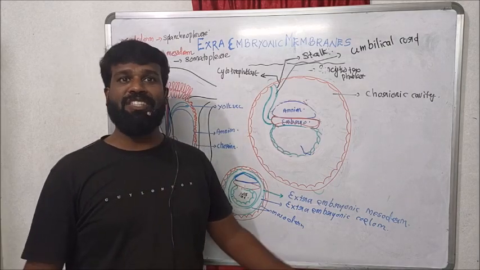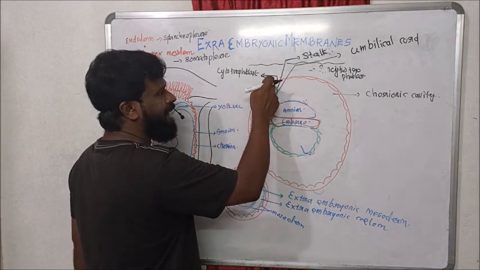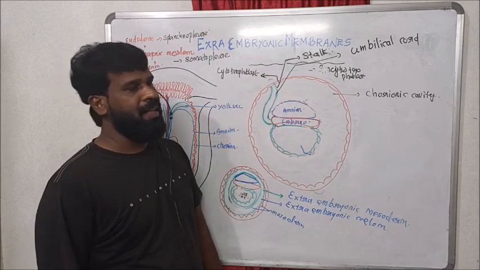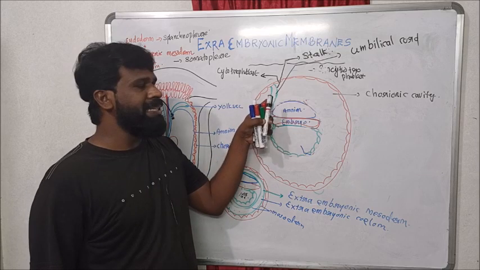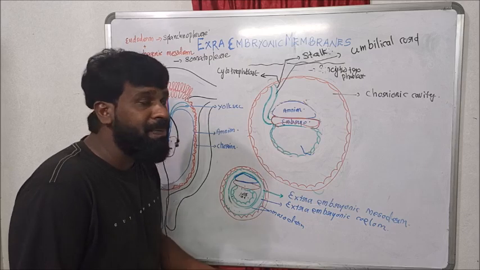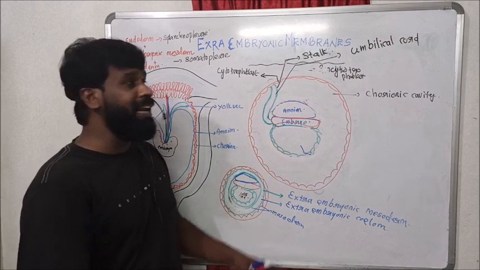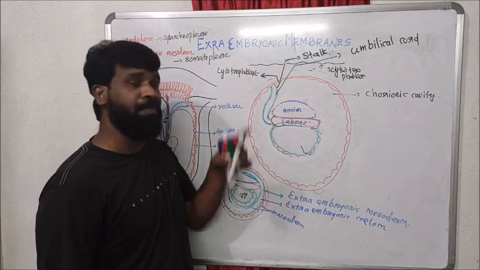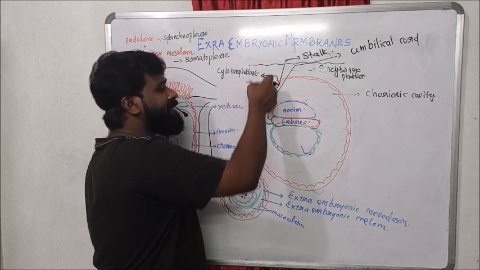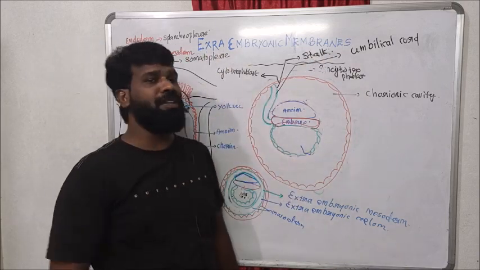The umbilical cord is a vascular connection between the placenta and the embryo. See, in future this trophoblast will become part of the placenta. And here this extraembryonic mesoderm acts as a stalk. This stalk eventually develops into the vessels of the umbilical cord, so it helps in the formation of the umbilical cord.